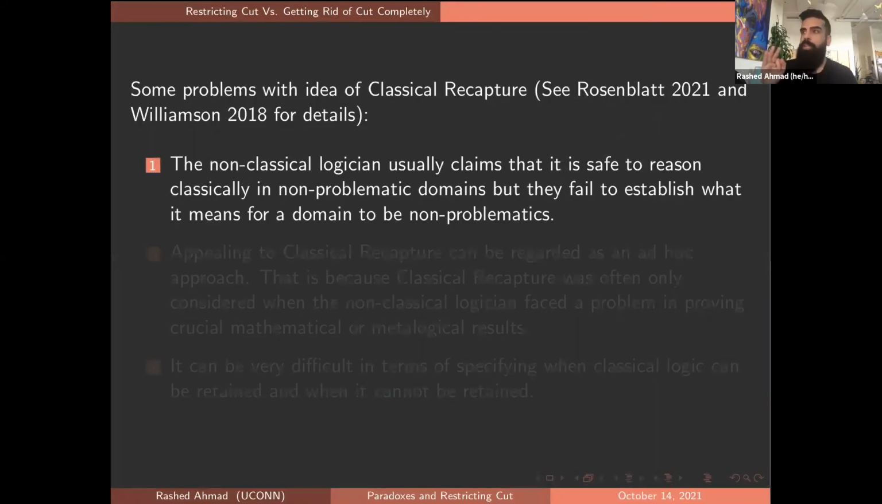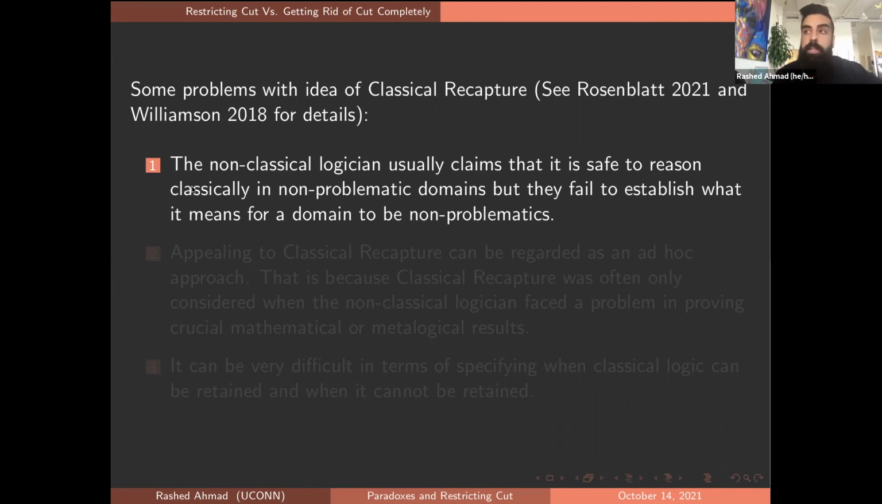I'm going to mention 3 problems that I'm not going to go into details with. And then afterwards, I'm going to mention a 4th problem and I'm going to focus on the 4th problem. So these problems are mentioned in Rosenblatt, where they credit Williamson.